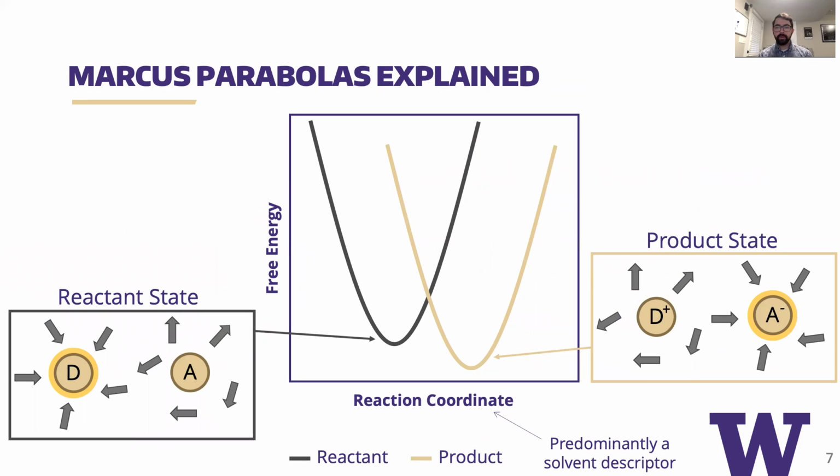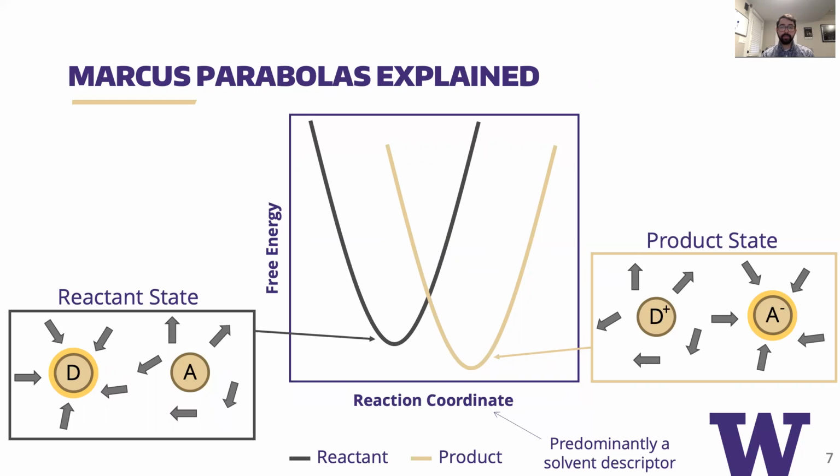So in Marcus theory, we ultimately construct 2 parabolas that portray the free energy profile along some reaction coordinate on the x-axis, which we'll see is largely a solvent orientation coordinate. Now, if you have these parabolas fully defined, you can ultimately compute your rate of electron transfer. But there's a lot of nuance to these parabolas, and I'll go through how their shape and locations affect the calculation. First, we have the gray curve on the left, which denotes the reactant state, which is depicted here on the left.